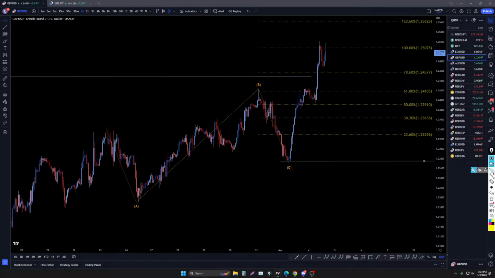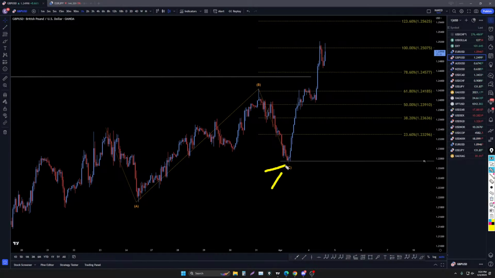Pound dollar. Another one. I would have never gone short there, here, or there. I know a lot of people are going to be looking and saying that would have been a beautiful trade. And I would agree it would be a beautiful trade.